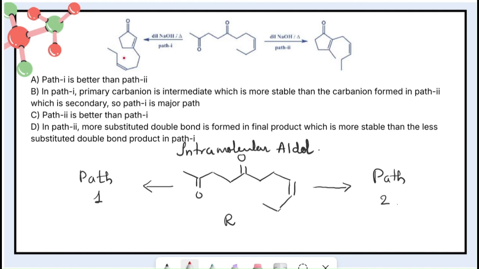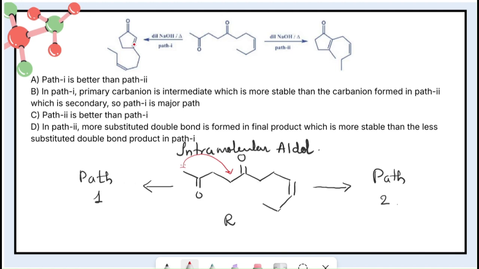The product will be formed according to path 1 when we choose the carbanion here. When the carbanion is formed here, it undergoes enolization and further it will attack the carbonyl group. Right? Then it will form the product shown in path 1.